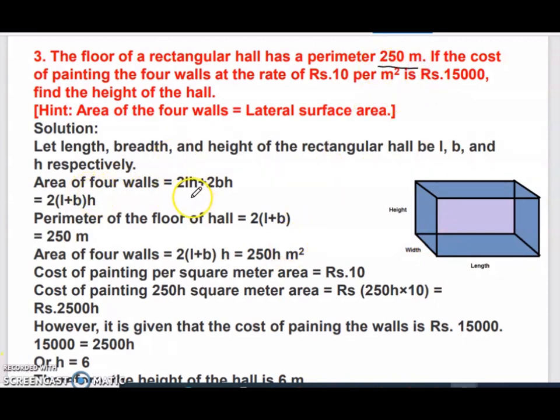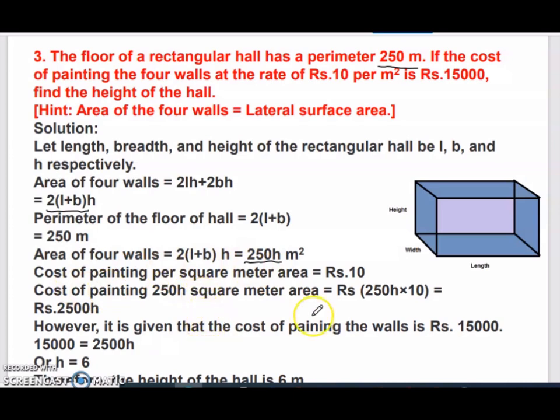So the area of the 4 walls is 2LH plus 2BH, which is 2 into L plus B, taking 2H common, so you can write it as 2 into (L plus B) into H. Now 2 into (L plus B) is nothing but the perimeter of the floor. That is already given to you as 250 meters. So you can substitute this value here. The area of the 4 walls will now be 250 H. H we are keeping as the variable, as we have to find it out.